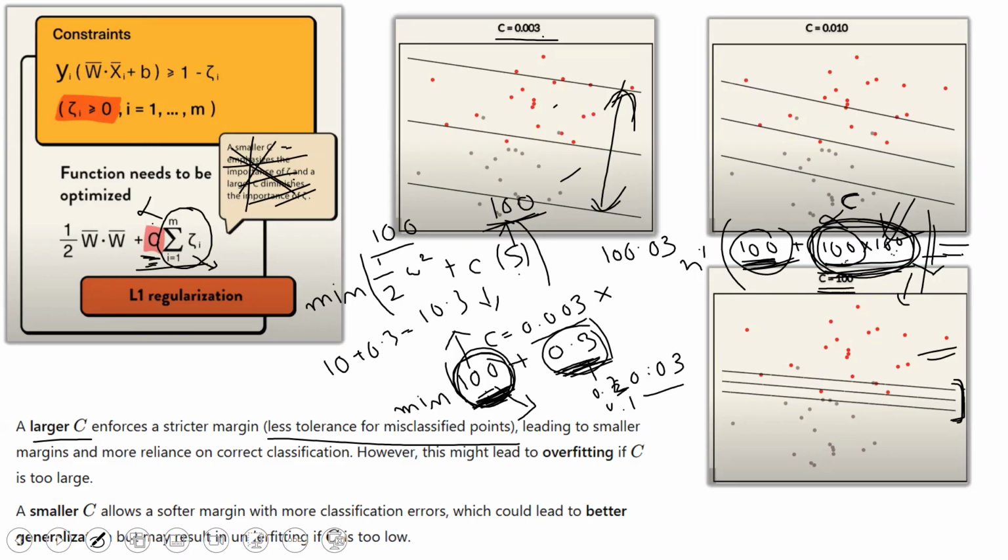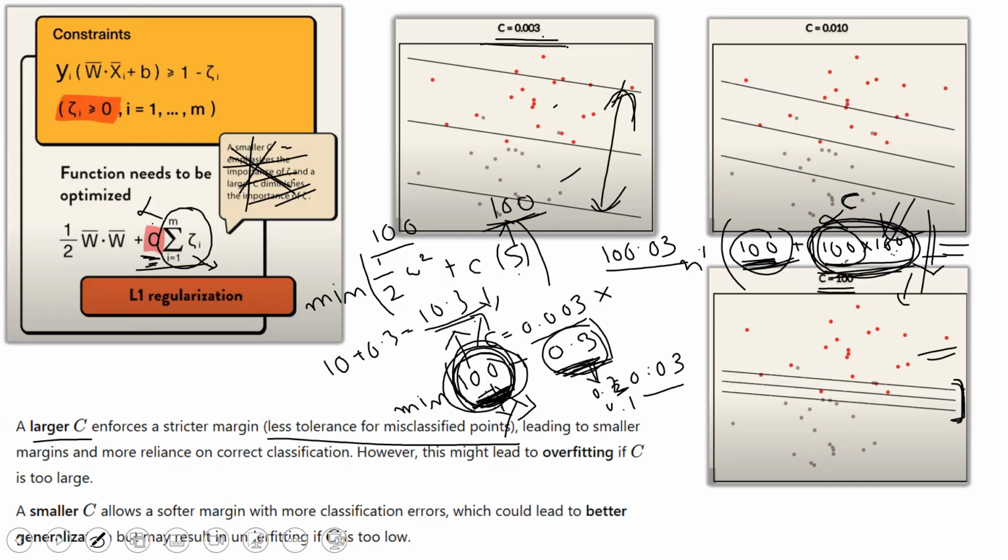If you have seen this example, right? If you decrease this by 10 times, this is coming down to 100.0.03. But if you decrease this by 10 times, it is coming down to 10.3. So more importance should be on this margin. So margin will be high in this case. Minimizing this is nothing but maximizing the margin.